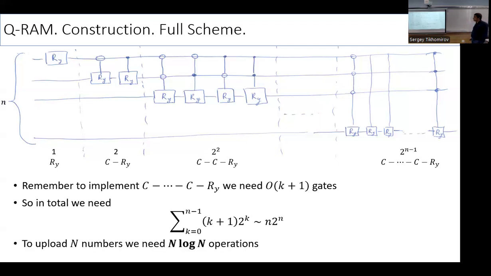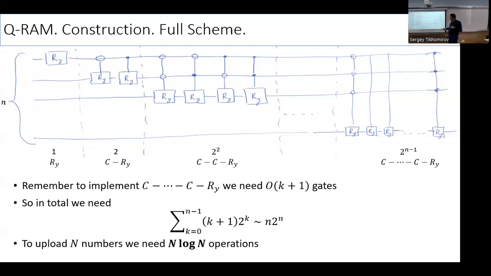So this is such a formula. And if we think that capital N is the number of real numbers which we would like to upload, then the number of operations would be proportional to N times log N. So it would be asymptotically larger than N. If we want to upload N numbers, we will need to spend time more than N. This is like if we speak about the Fourier transform.